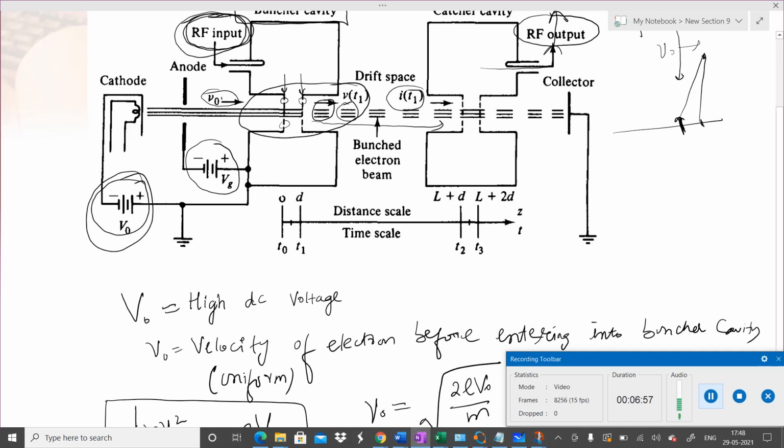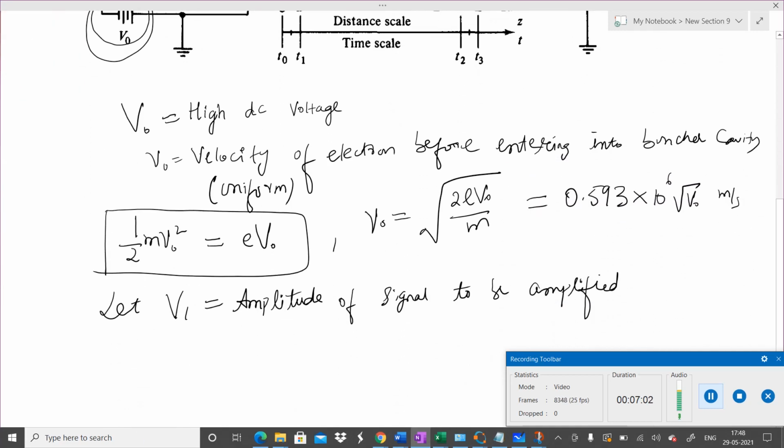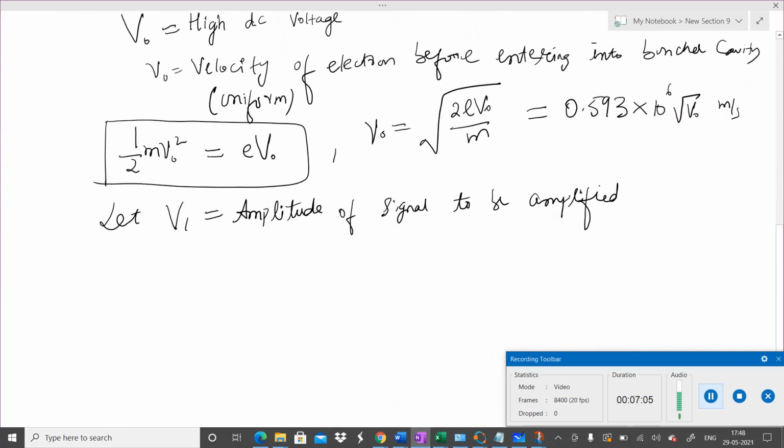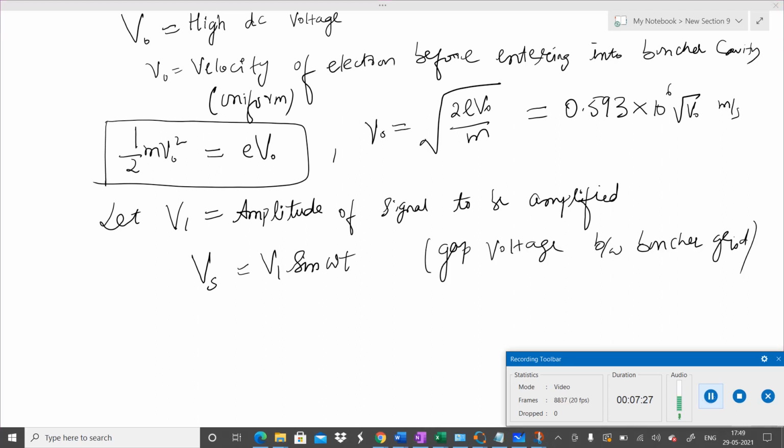If V1 is the amplitude of the RF input, then in this gap, the gap between the puncture grids, the voltage will vary as, let's call that Vs, equal to V1 times a sinusoidal variation, because the RF input is sinusoidal in nature. We call this the gap voltage between the puncture grids. It is assumed that this V1 is much less than V0.